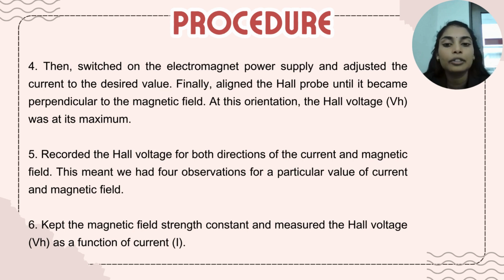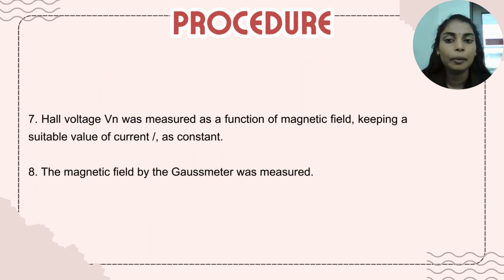Then, we recorded the Hall voltage for both directions of the current and magnetic field. This means we had four observations for a particular value of current and magnetic field. And we kept the magnetic field strength constant and measured the Hall voltage as a function of current. Followed by Hall voltage was measured as a function of magnetic field, keeping a suitable value of current as constant. And lastly, the magnetic field was measured by the gauss meter.